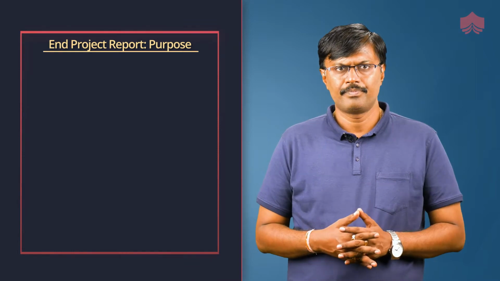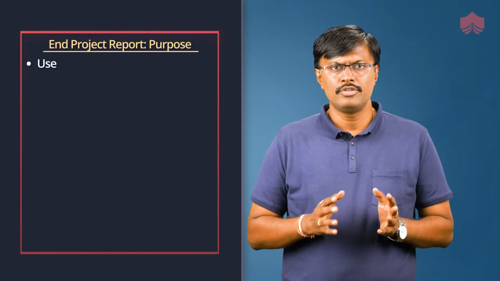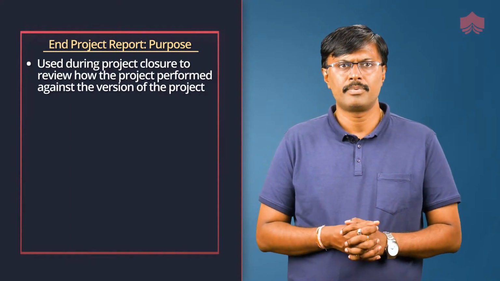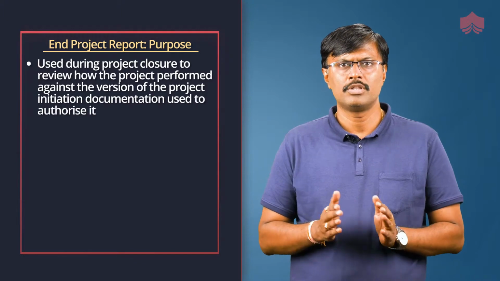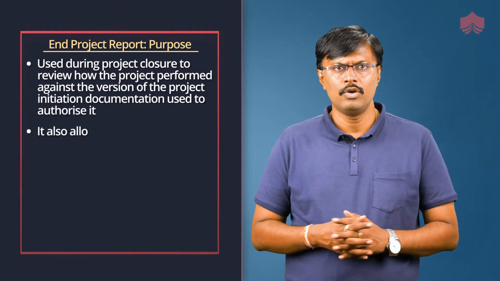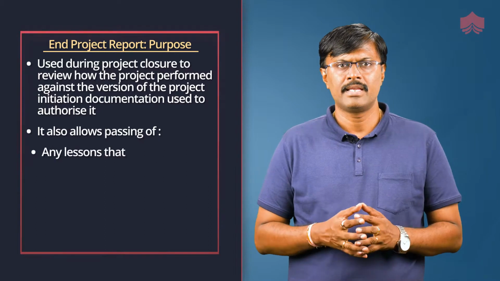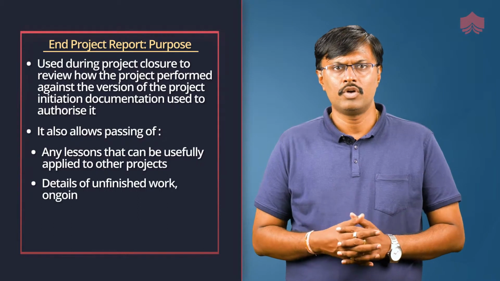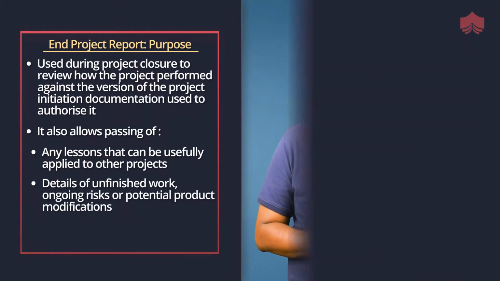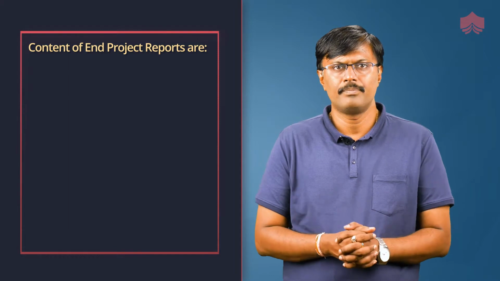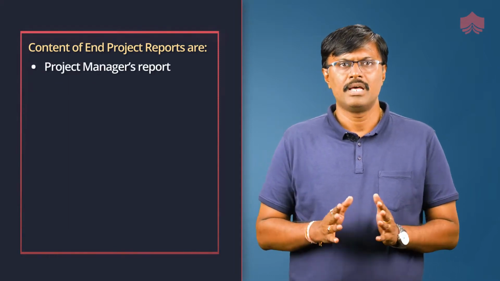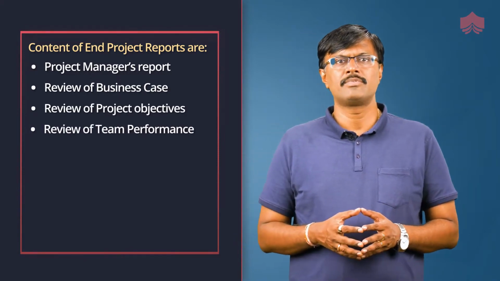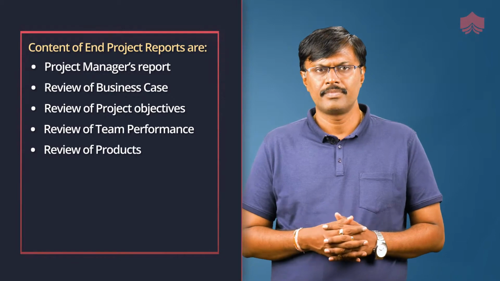End project report. Purpose: used during project closure to review how the project performed against the version of the project initiation documentation used to authorize it. It also allows passing on any lessons that can usefully be applied to other projects, and details of unfinished work, ongoing risks or potential product modifications. The contents of an end project report are project manager's report, review of business case, review of project objectives, review of team's performance, review of products, and lessons.